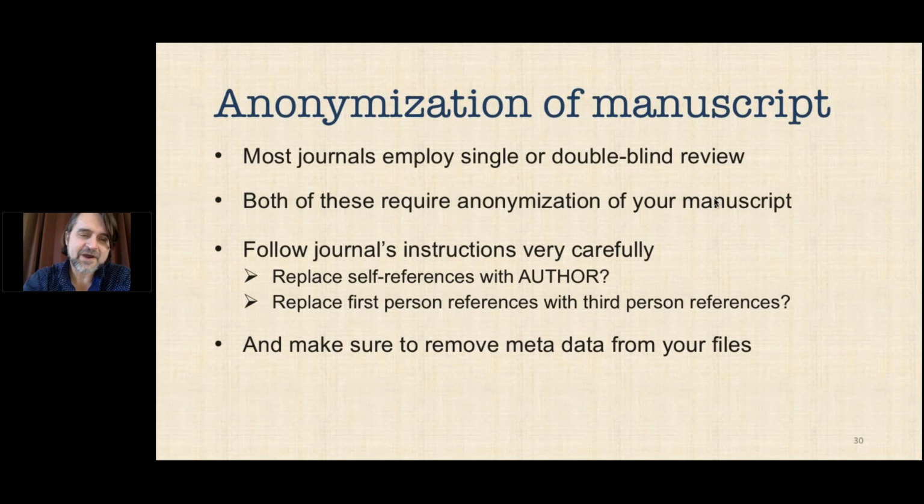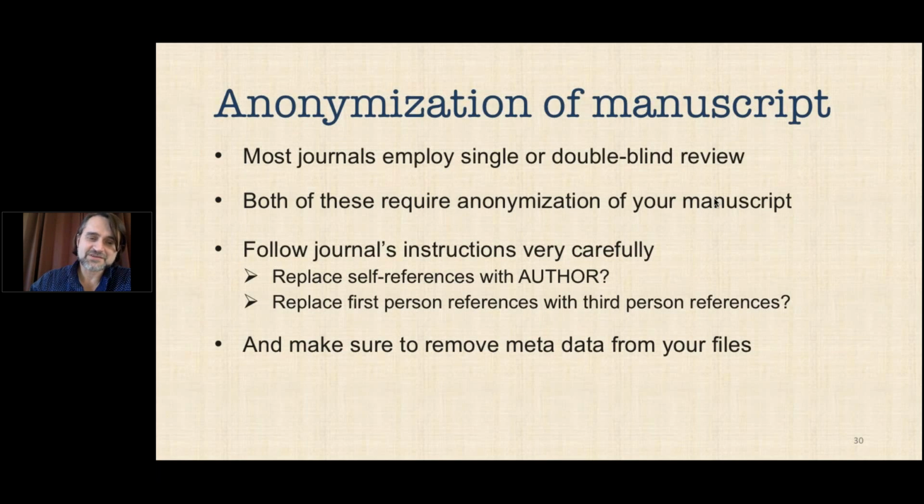If the journal uses some kind of blind review system, it's going to require you to anonymize your manuscript. And then again, you have to look at what the journal's policies about that are and follow them. Some journals will require that you don't refer to yourself and you replace references with something like "author." Some journals will prefer that you refer to yourself in the third person, and in that way not explicitly reveal your identity. Whatever the policy of the journal is, find out what it is and make sure that you follow that.